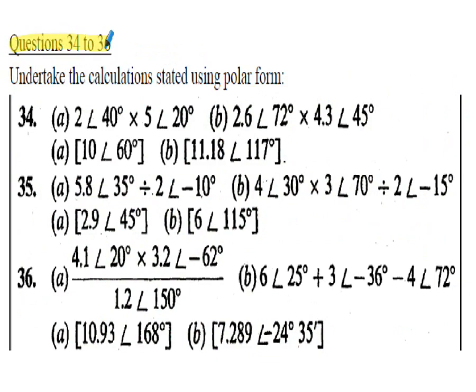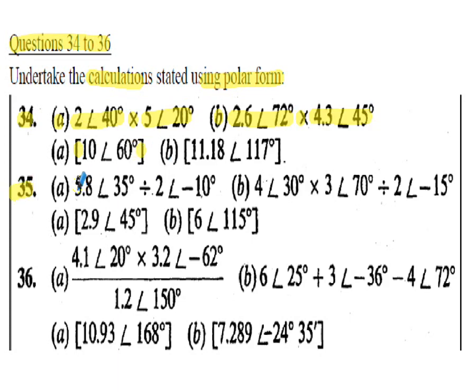So for questions 34 to 36, we're asked to undertake the calculation stated in polar form. For question 34, part A, we've got 2 argument 40 degrees multiplied by 5 argument 20 degrees. So again, multiply the moduli and add the arguments. In part B, we've got 2.6 argument 72 degrees multiplied by 4.3 argument 45 degrees, and the same process is required there. Answers are given in the square brackets.